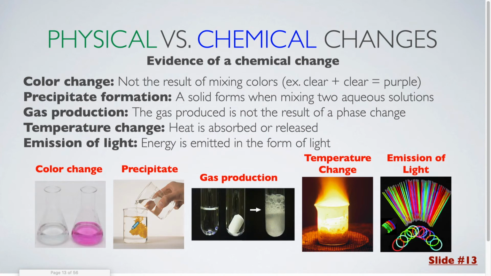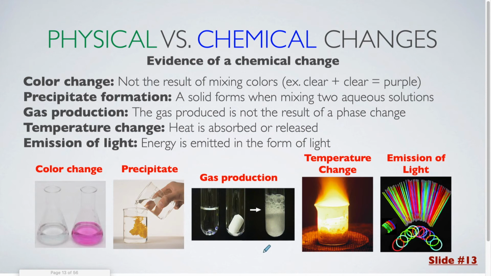Gas production. The gas produced is not the result of a phase change. So if I have liquid water, I put it on a stove and I start heating it and it reaches 212 Fahrenheit or 100 degrees Celsius, that's a phase change. That is going from liquid water into gaseous water or steam, and that's to be expected. But if I mix two chemicals at room temperature and neither one boils at room temperature and I start seeing a gas come off, that means that a chemical reaction is occurring. So that's what you see in this picture here. We have this liquid and the solid that are mixed together, and then you end up with bubbles.